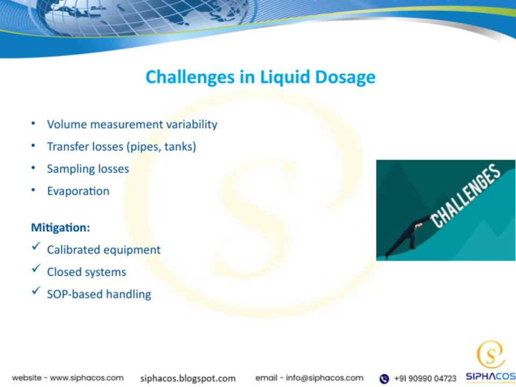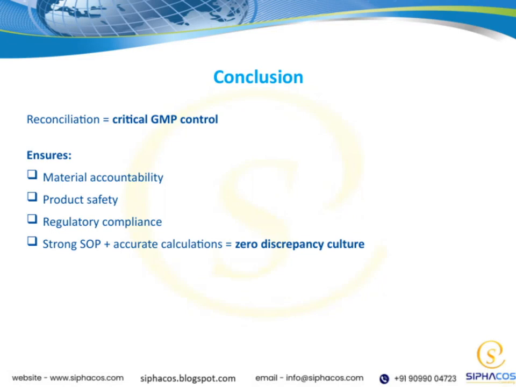To address these challenges, we use calibrated equipment to ensure our measurements are as precise as possible. Closed systems are also crucial. They minimize exposure to the environment, reducing evaporation and contamination risks. Lastly, following strict standard operating procedures, or SOPs, for handling and transferring liquids helps maintain consistency and accuracy throughout the process. By implementing these mitigation strategies, we can significantly improve the reliability of our liquid dosages and ensure the highest quality in our operations.